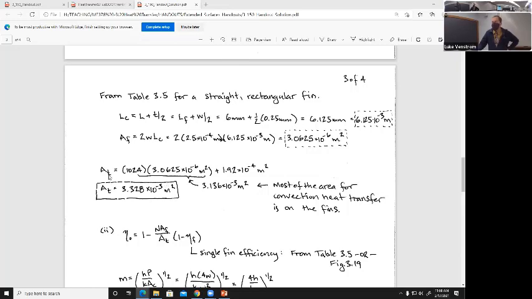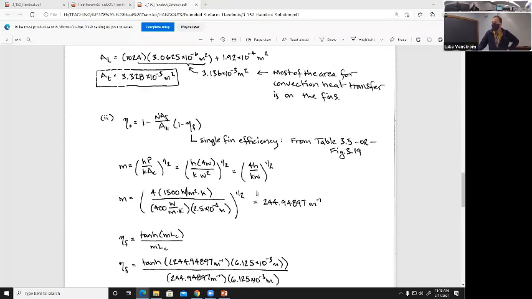So then I am in a position to calculate the total area of the array. Take my 1,024 fins times the area of a single fin, and I add in the area of the surface that's not covered by fins. And I just note that if you look at the numbers, right, most of the area for convection heat transfer is on a fin, not in the area between the fins, by about a factor of 10, right? So 10 to the minus 4 square meters on the surface, 10 to the minus 3 between.